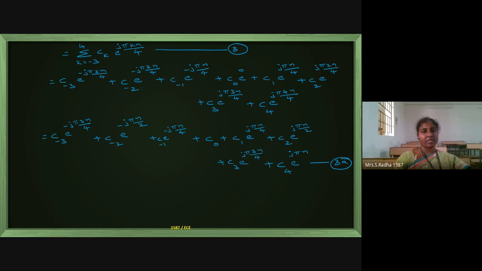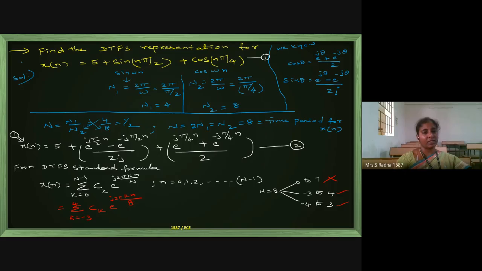I have expanded the summation and simplified whatever possible. It is continuation only. Just to avoid confusion, I am putting a small line. Now 3 and 3a, one and the same. LHS is x of n only. From the previous slide, we are doing this summation. LHS is x of n. Now what I will do, I will compare equation 2 and 3a.